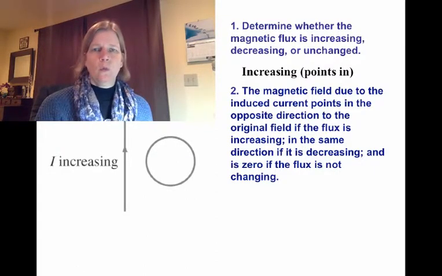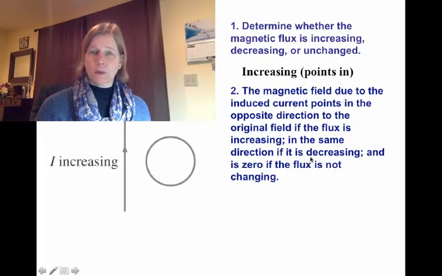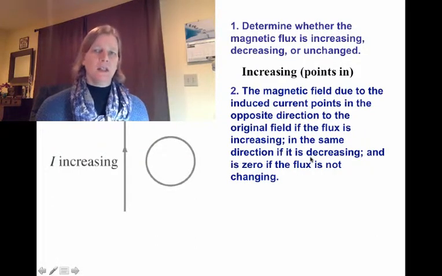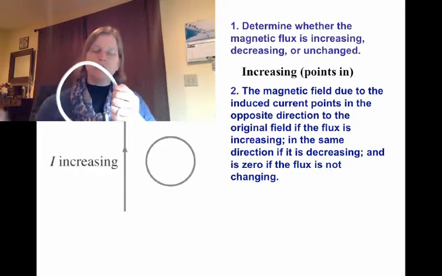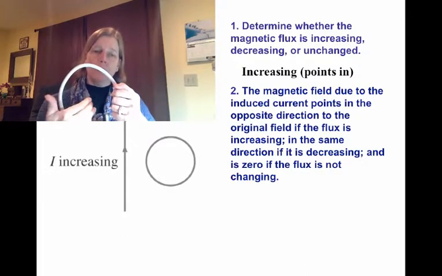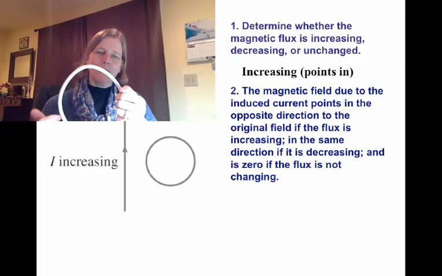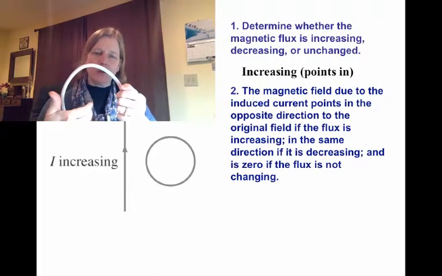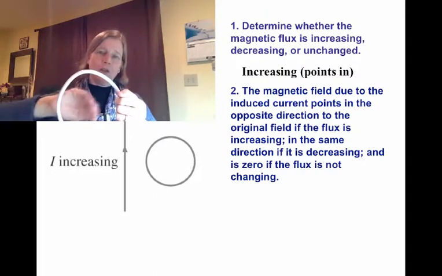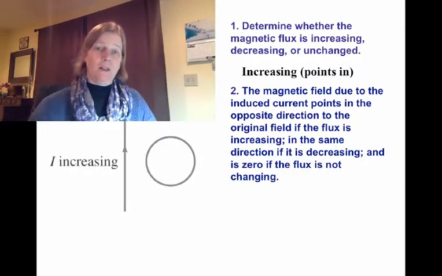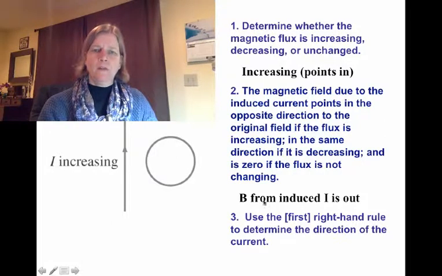If you don't want to have to stomach all these words, you can think again: there is an increasing flux going into the loop from that increasing current. And to oppose that change, if there's more flux going into the loop, you need a flux going out of the loop, so opposite direction. So the magnetic field due to the induced current is out of the loop.